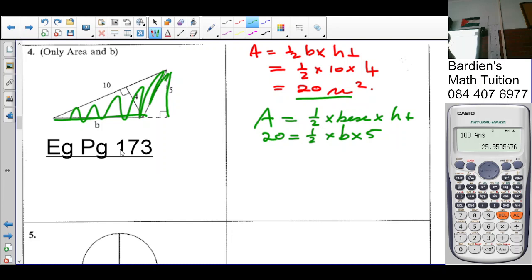So it now just becomes a simple equation. So to solve for b, I divide both sides by half times 5. Can you see that? If I divide by half, that cancels. Divide by 5, that must cancel. So b works out to be, work that out.